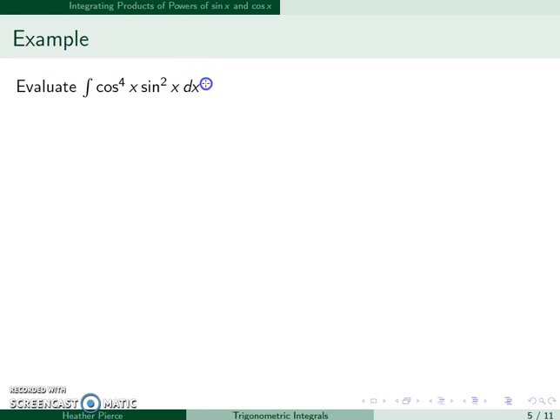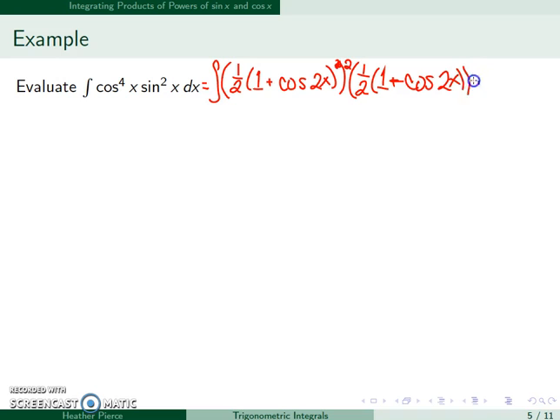So I'm going to rewrite this as the integral of 1/2 times (1 plus cosine 2x) squared, times 1/2 times (1 minus cosine 2x) dx.